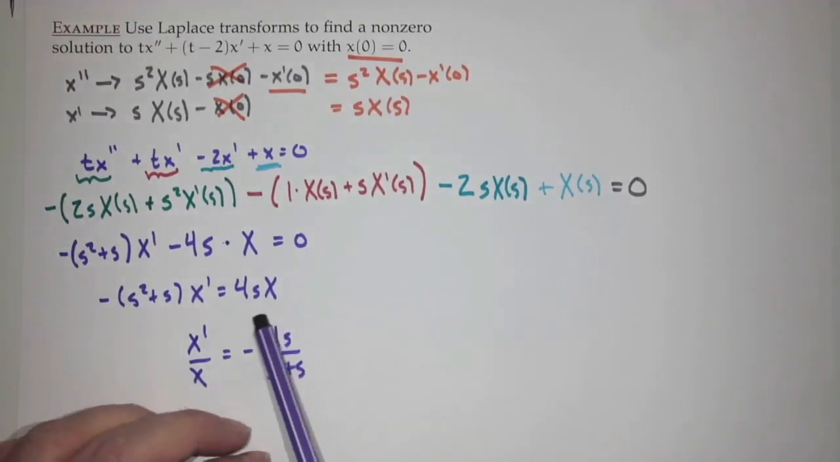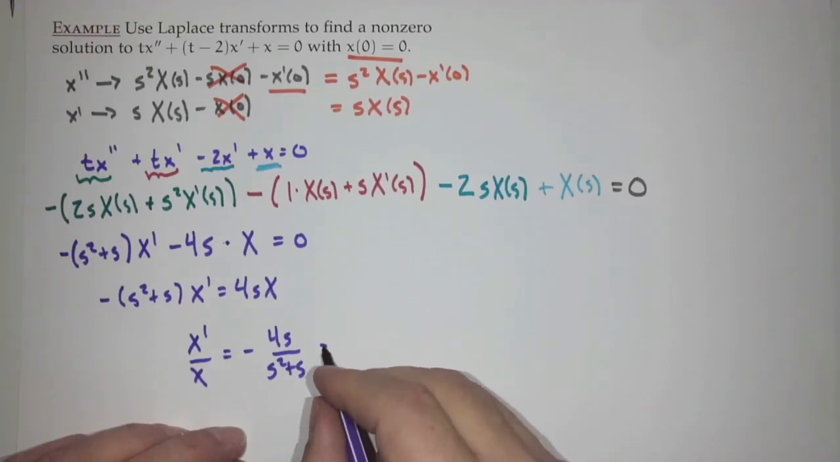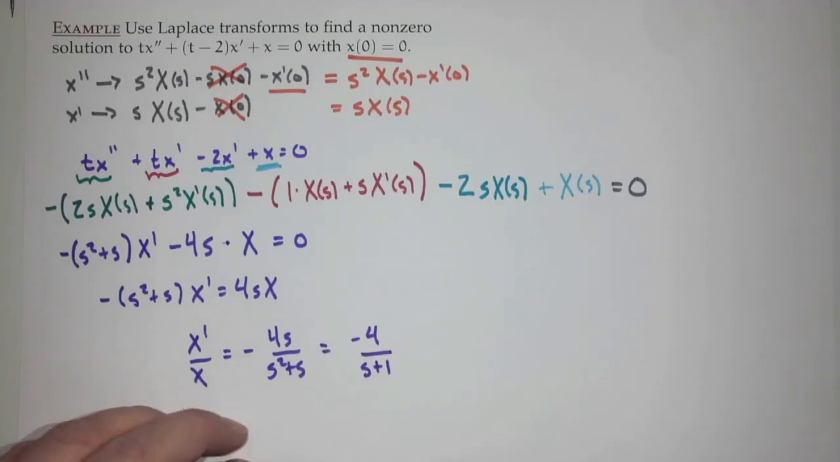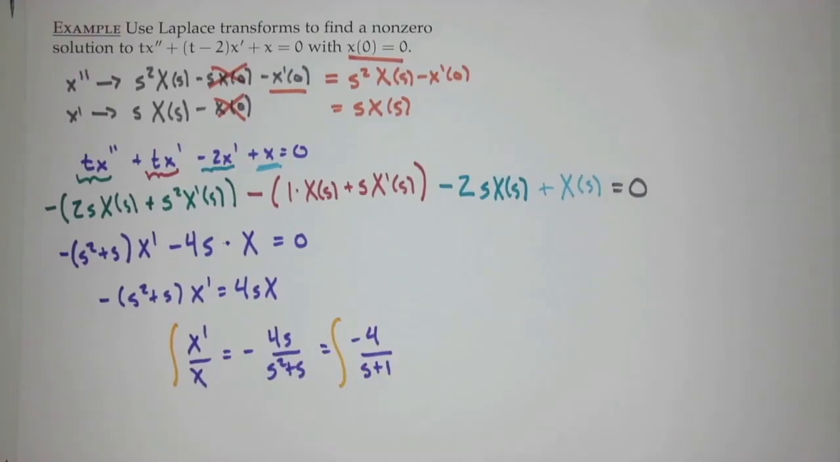I still claim there's something you can do here. What can you do? Yeah, get some cancellation. Minus 4 over s plus 1. All right. Well, if we're thinking separable, what comes next? Integrate. Okay. X prime over x. What does that become?